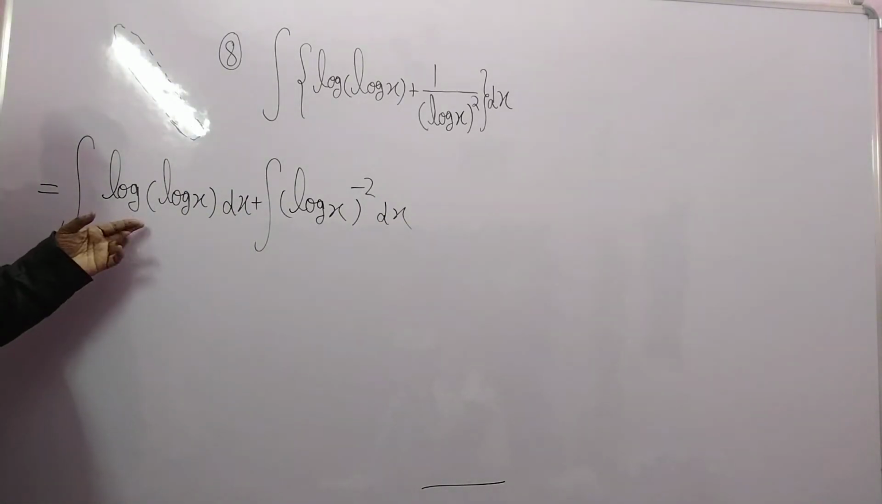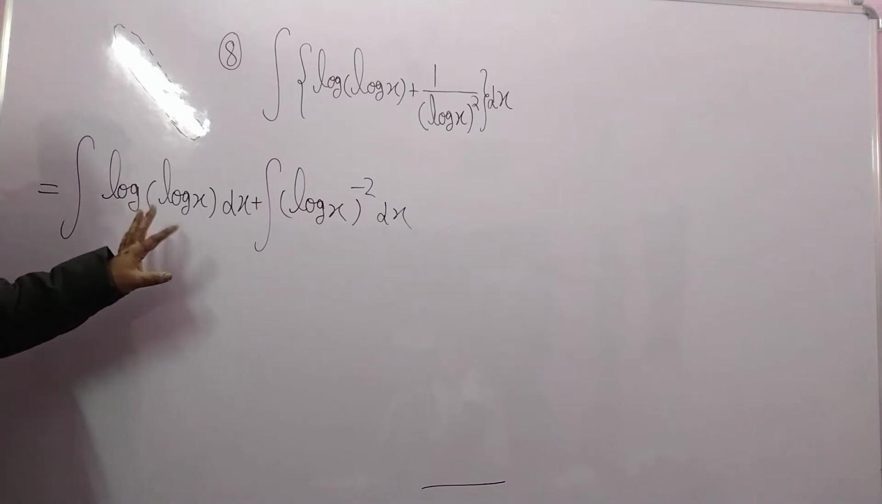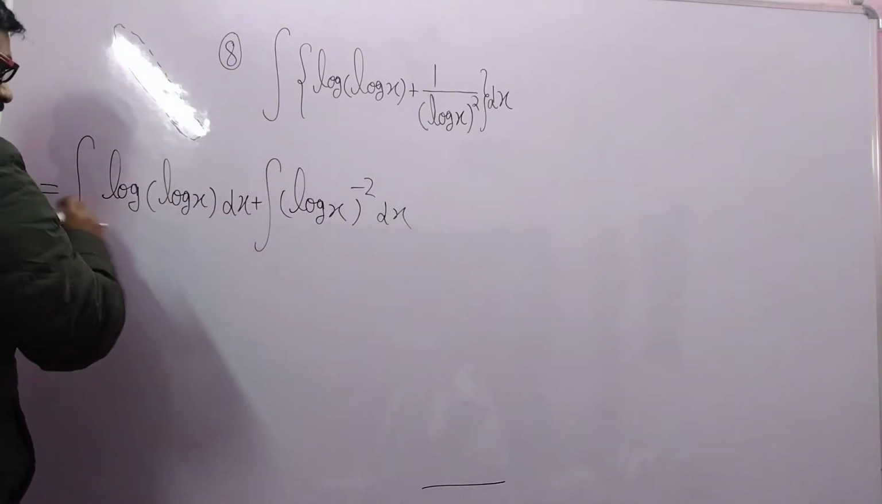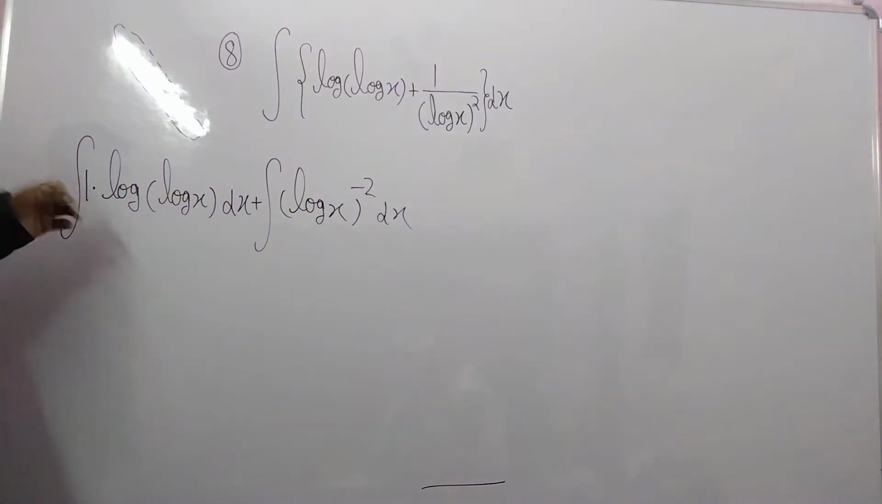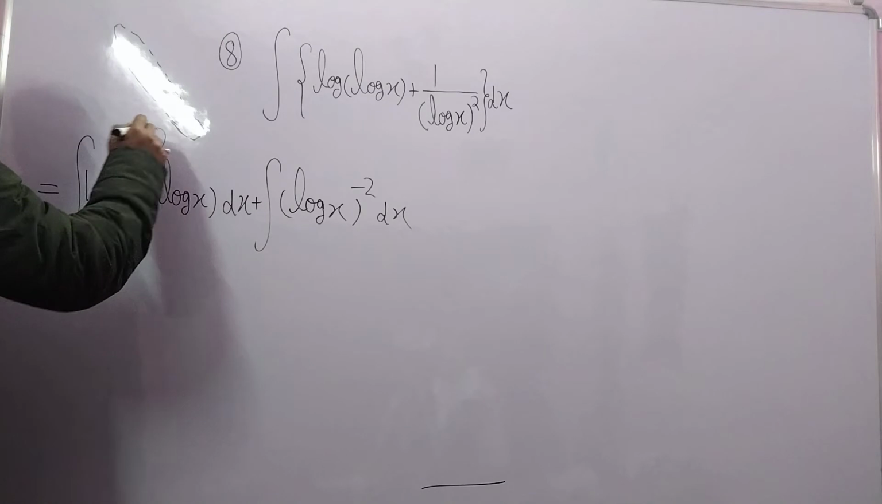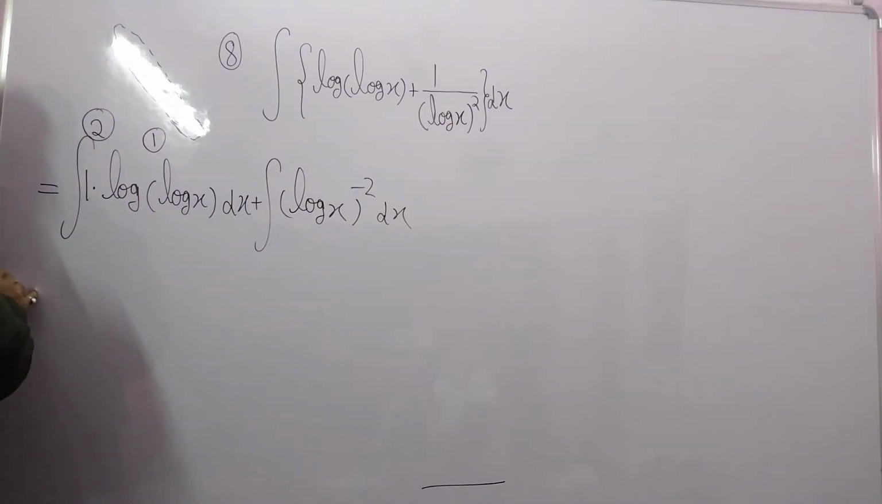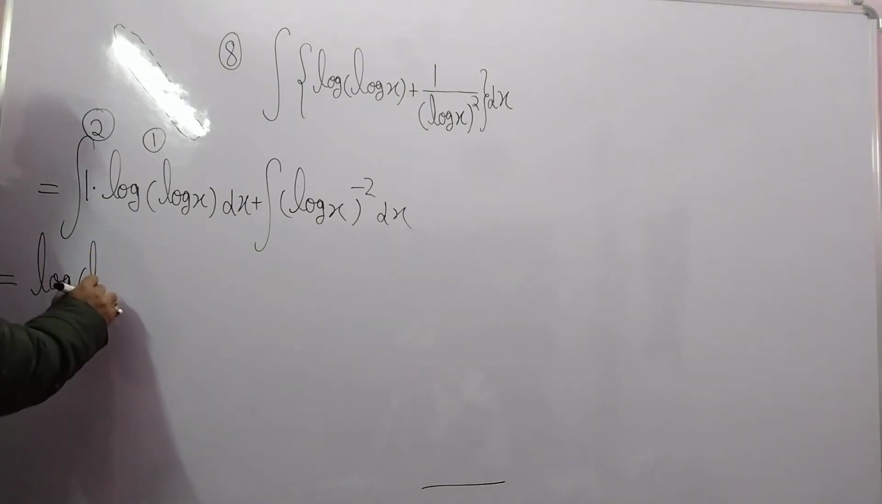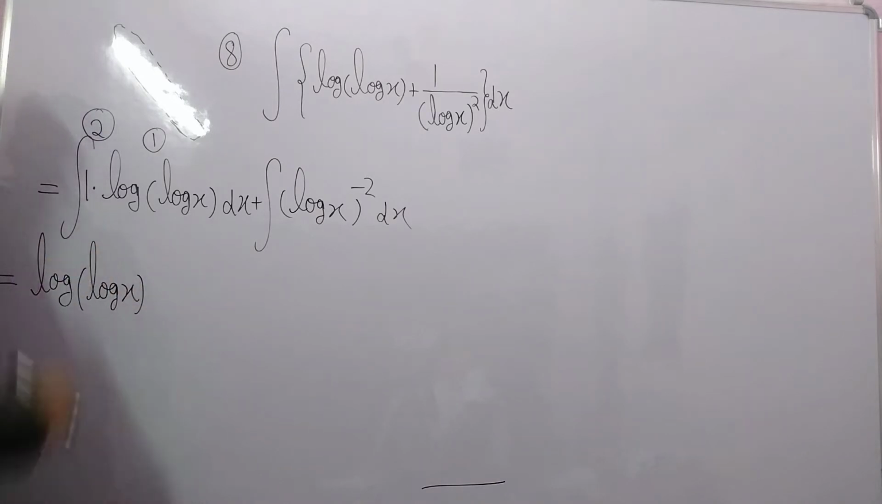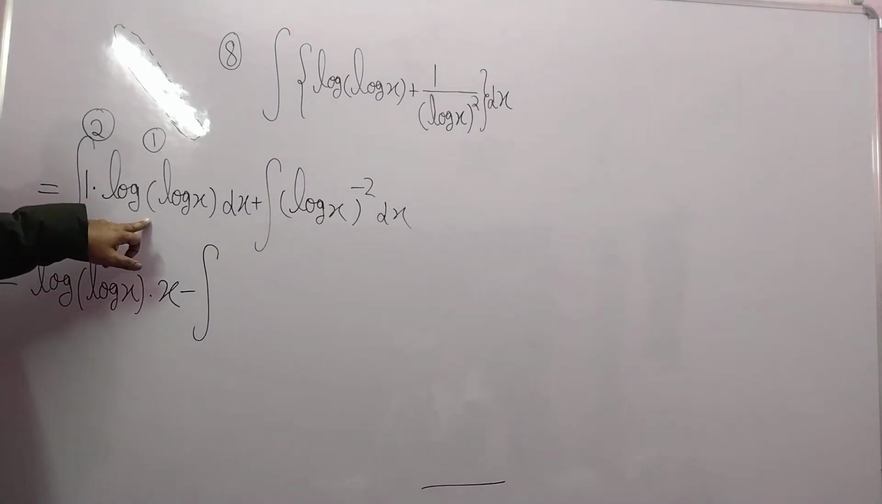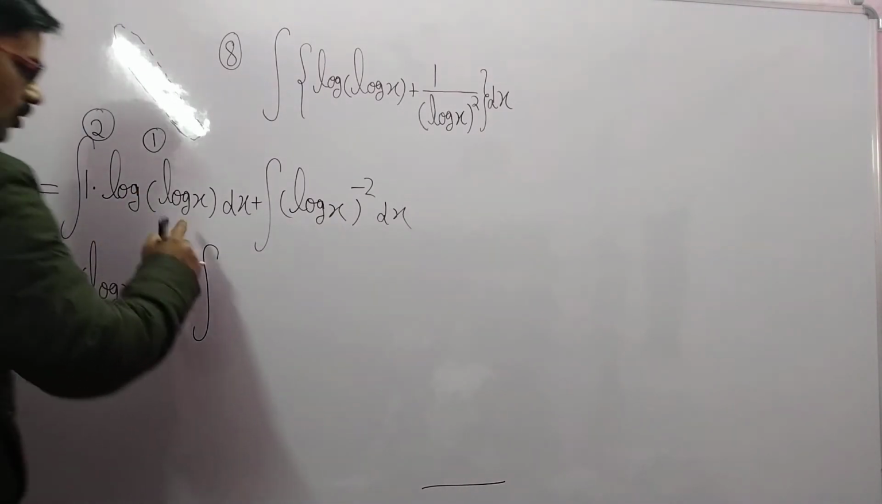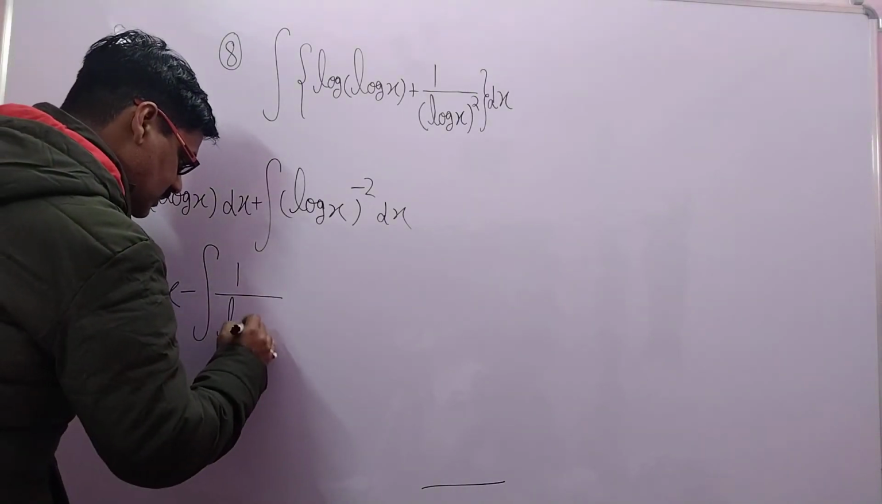Now we integrate the first integral by using integration by parts. So we suppose 1 as the second function here. It is the first function and it is the second function. Now first function as it is, log x, integration of the second function which is 1, so integration of 1 is x, minus differentiation of the first function. Differentiation of the first function log x is 1 upon x.